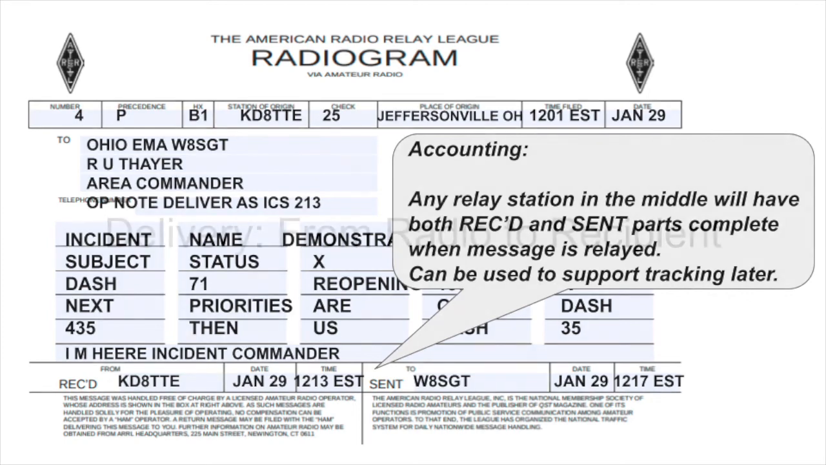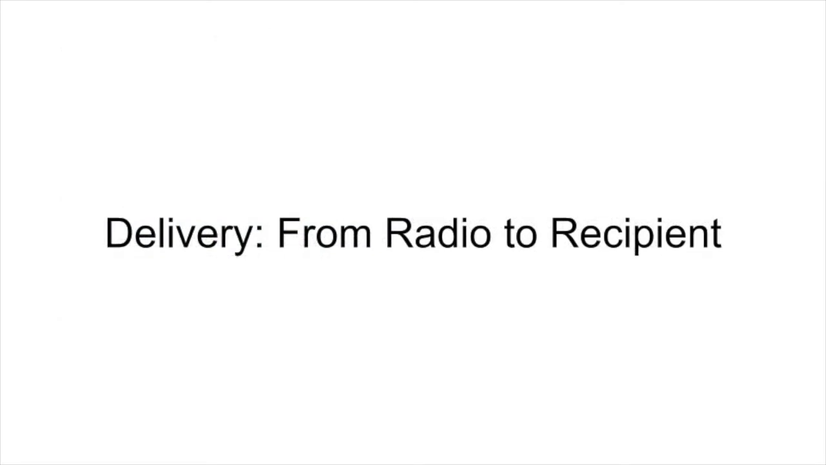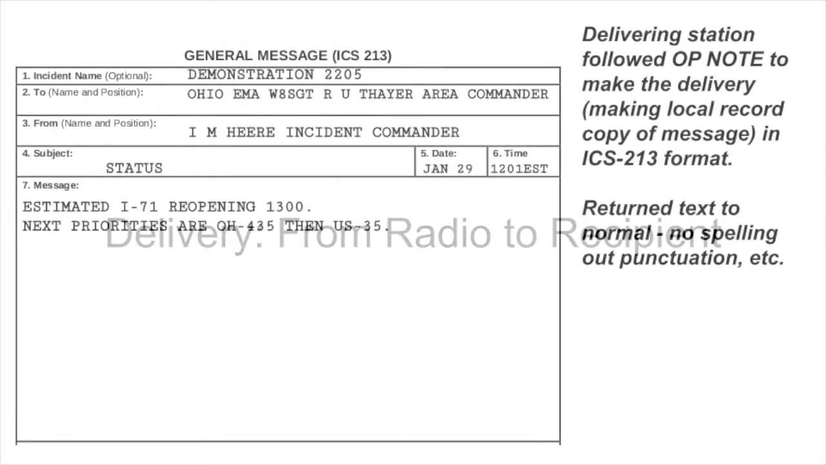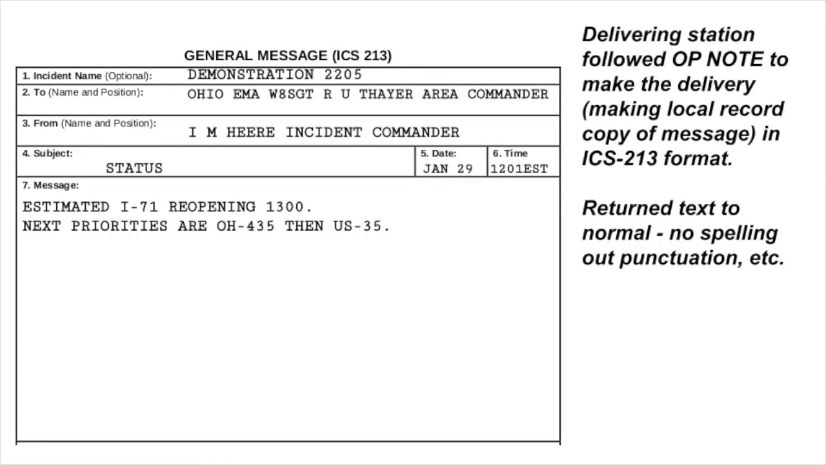addressed when they're finished. Now we're on to delivery, the act of getting the message into the hands of the recipient in a way that the recipient will understand. Remember that our radiogram had an op note that said to deliver as ICS 213. The operator at the delivering station will need to get the ICS form 213 and put the message into that form in accordance with the agency's procedures.